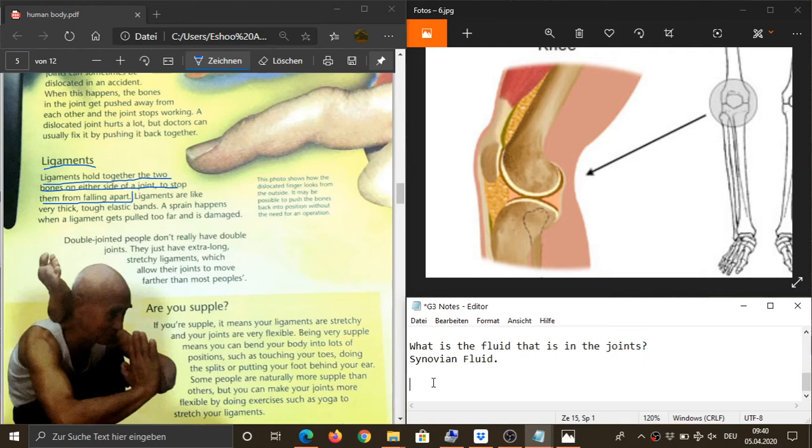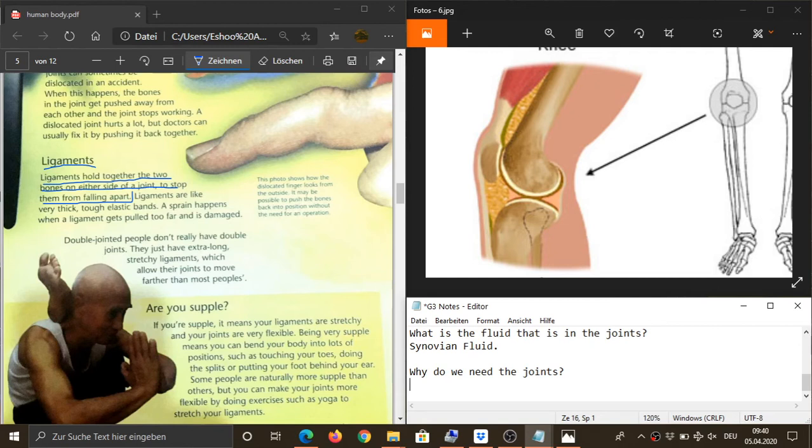And you'll have to write the reason why we need the joints. Why did we need the joints in the first place? Why do we need all of these complex things in our bodies?